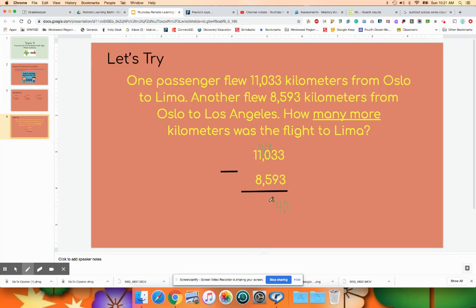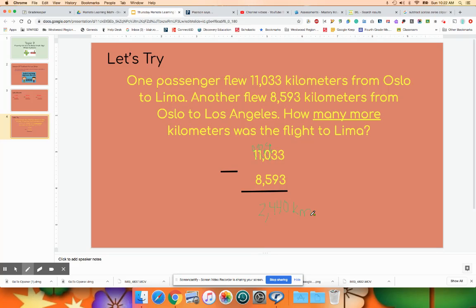9 minus 5 is 4. Comma. Now here I have a 0. Can I do 0 minus 8? No. So I'm going to go next door and borrow from this 1. It becomes a 0. And I add the 1 to the 0, making it 10. 10 minus 8 is 2. Okay? So the difference in the mileage is 2,440, let's label it, kilometers.